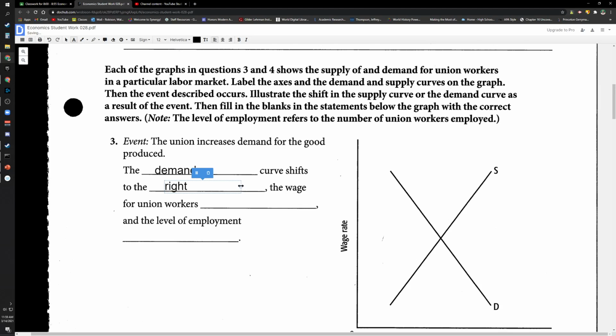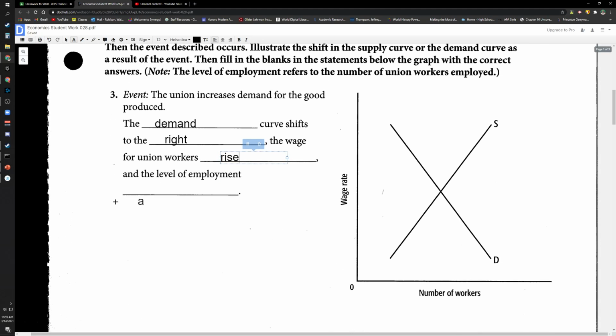And then what's going to happen to their wages? You might not know this, you might not remember it, but it's going to rise. Okay. And then what's going to happen to the level of employment? It's the number of workers here. It's also going to rise.